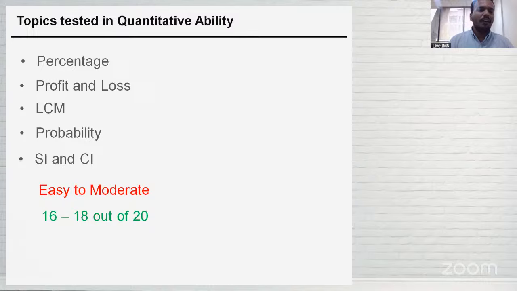It wasn't on the difficult side. Many of the students gave us feedback. One of the students said that he attempted all 20 questions, and the students were quite comfortable and confident in this particular section.